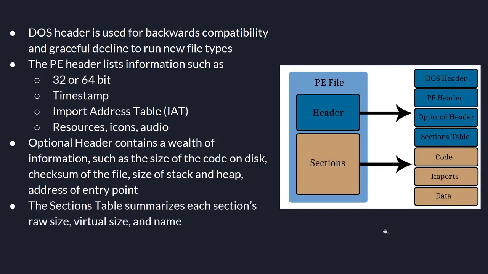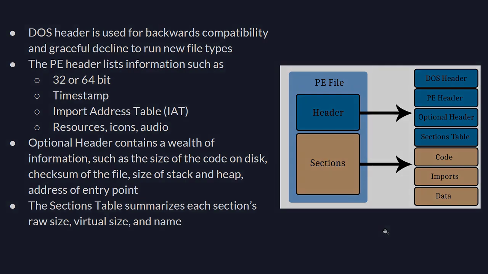Then we have the sections table, and that's going to tell you what the sections are in this file. So it might be .text section, .resource section, etc. And it's going to list some information about these, such as the raw size, the virtual size. So that's the basics of a PE file. And what we're going to do is we're going to mine this information and build a machine learning system using it to determine if an unknown file is benign or malicious.